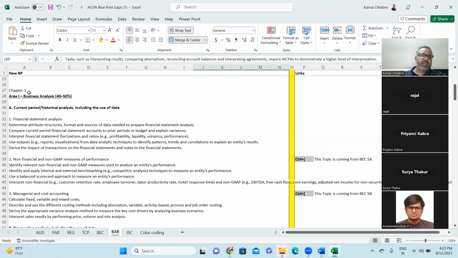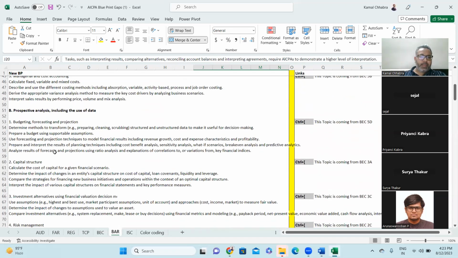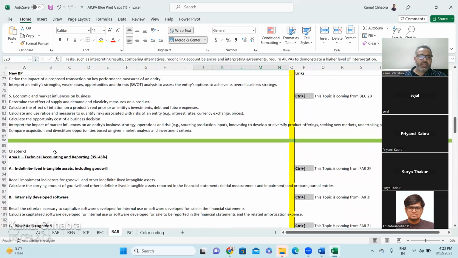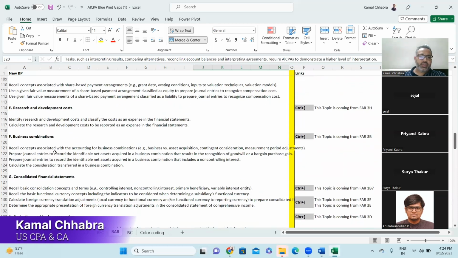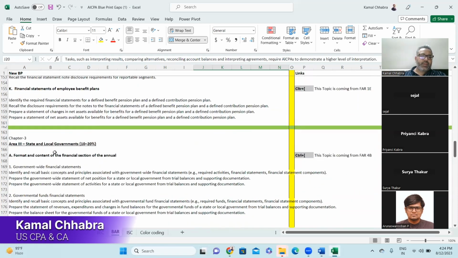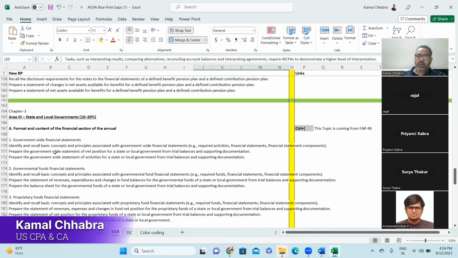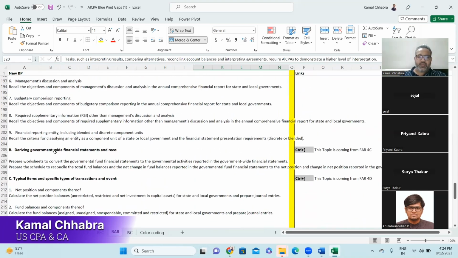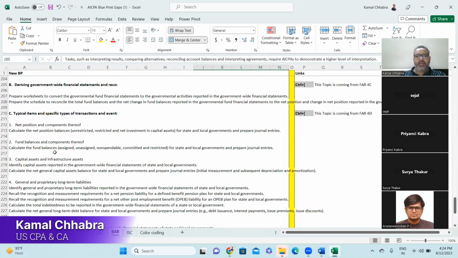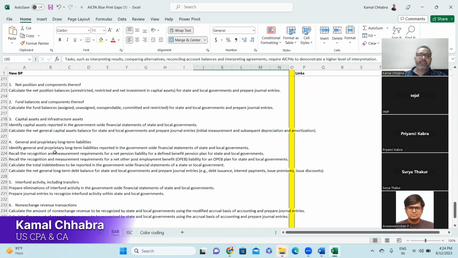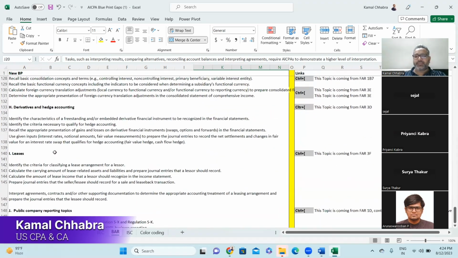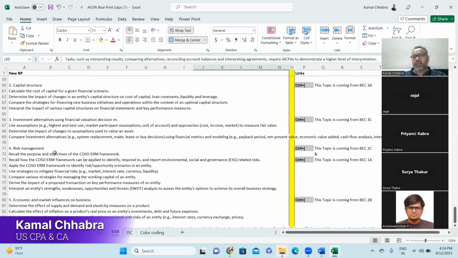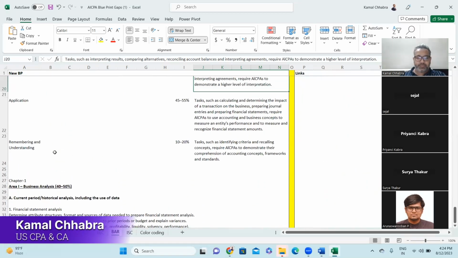Now if you see on the left hand side, in business analysis, the first chapter, we have all these topics. Second chapter is technical accounting and reporting, where we have all these chapters. And then the third, state and local government accounting, has these topics which we'll be covering. This is taken exactly from the blueprint. So we have mapped from the blueprint what is coming in the new BAR and how it maps to the previous BEC examination, right?